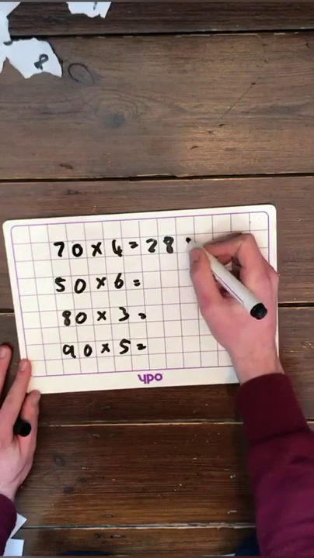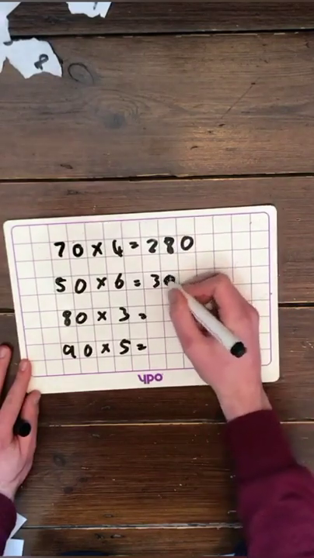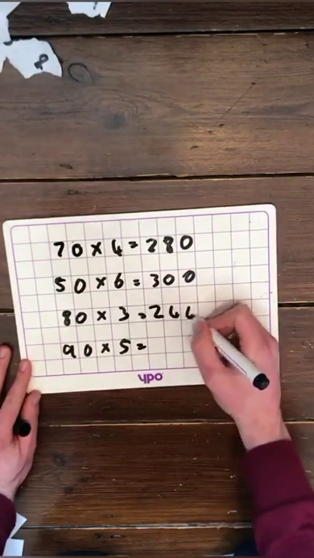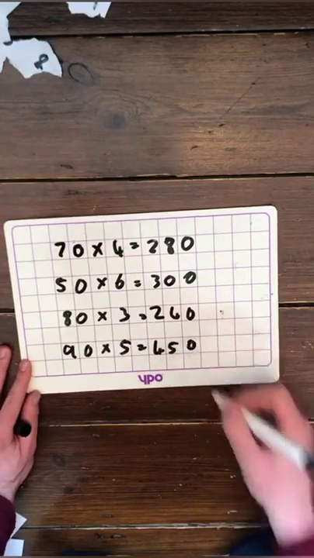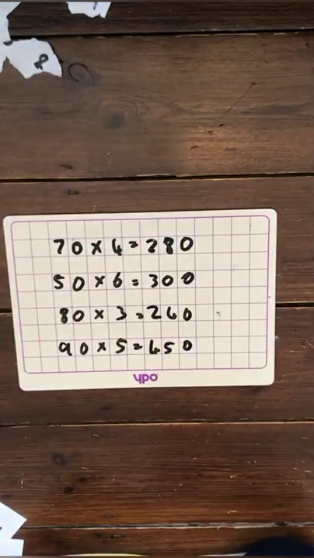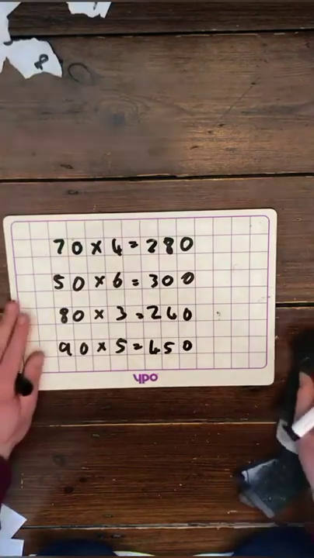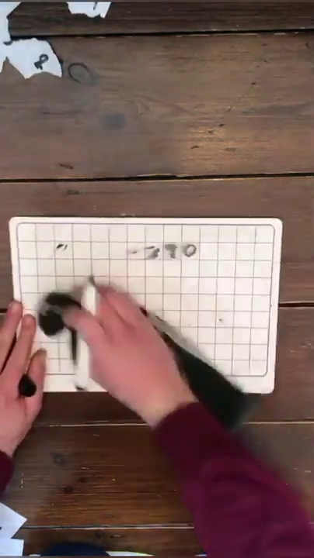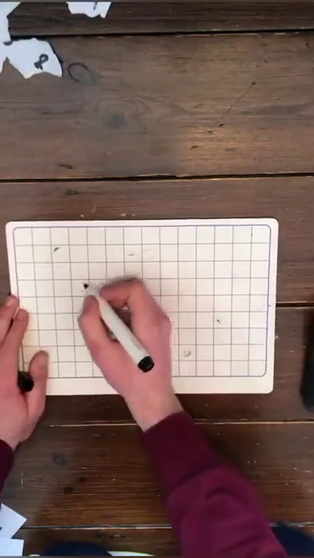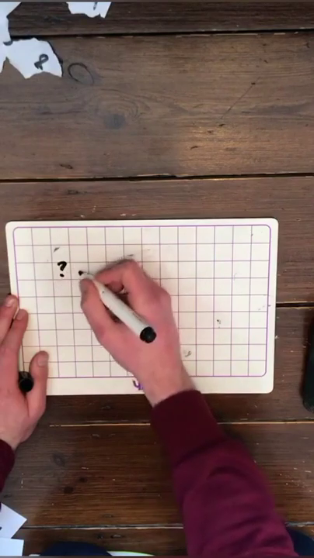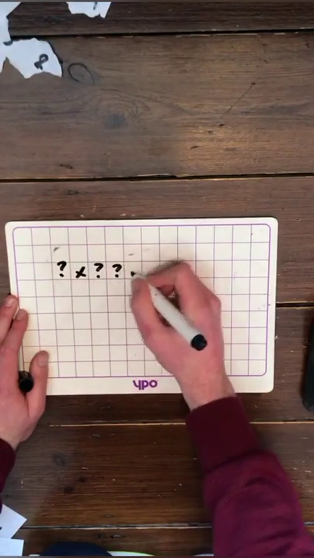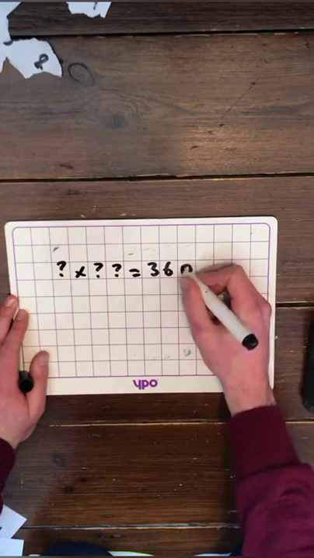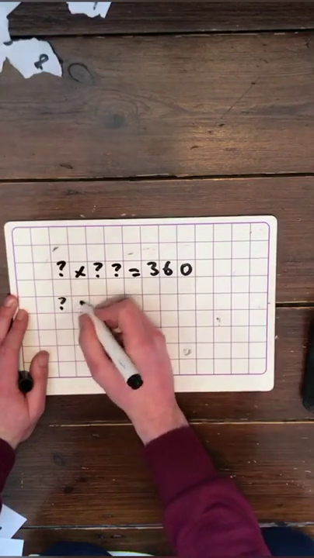Well done if you've got 280, 300, 240, 450. Okay, well done if you got those. And this time I'm going to make it harder for you guys. Have a look at our square numbers.